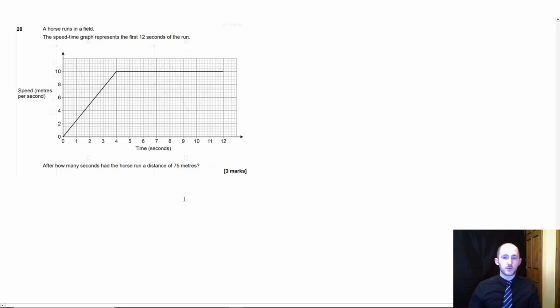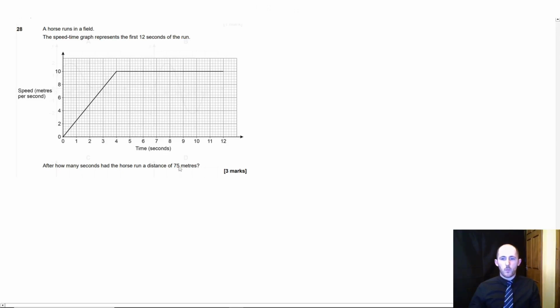I think this is also a pretty good question. A horse runs in a field. The speed time graph represents the first 12 seconds of the run. After how many seconds has the horse... It should say has the horse. Anyway, had the horse, I guess, makes sense. Run a distance of 75 meters.